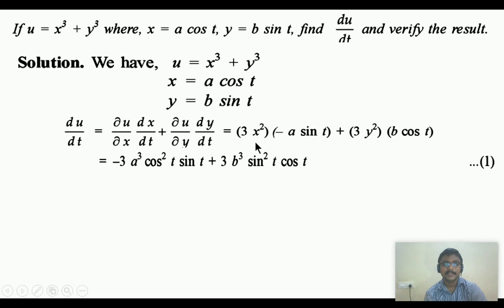But here x is a cos t and y is b sin t. Substituting the values in this equation, so we'll get du by dt in terms of t. So let it be equation number 1.